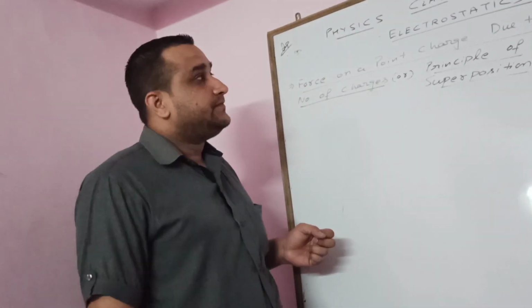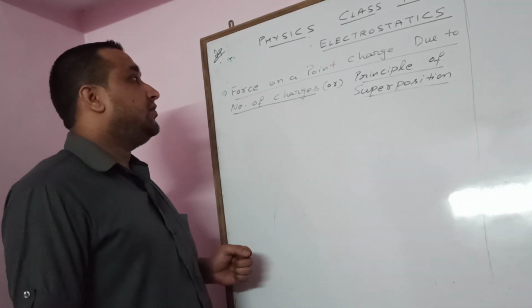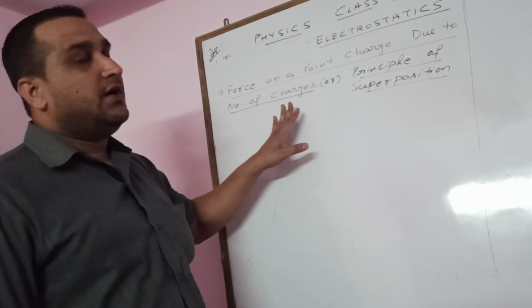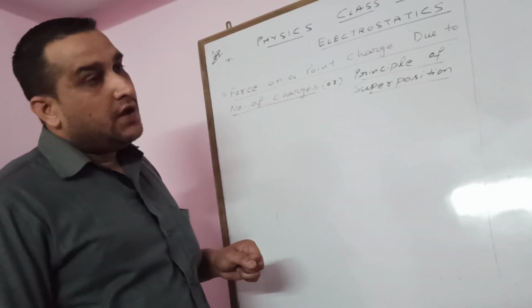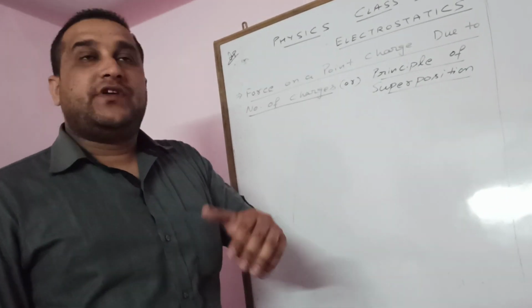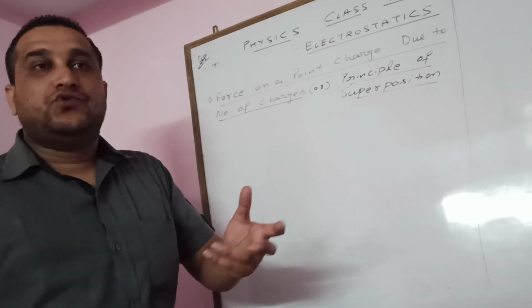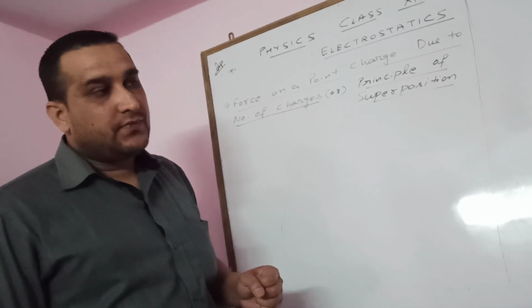Hello students. Now in our next topic we have taken the force on a point charge due to a number of charges, or the principle of superposition. In Coulomb's law we have already discussed that the force between two charges is F equal to 1 upon 4 pi epsilon naught Q1 Q2 upon R square.